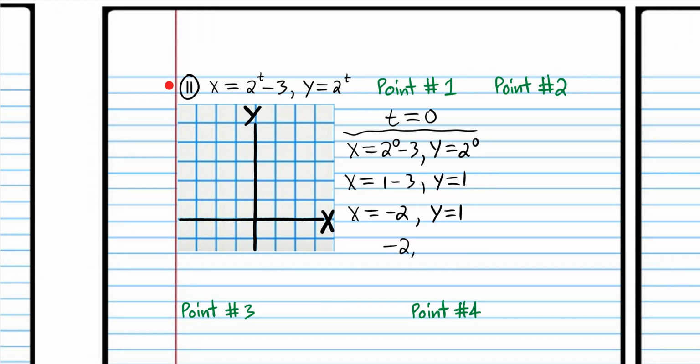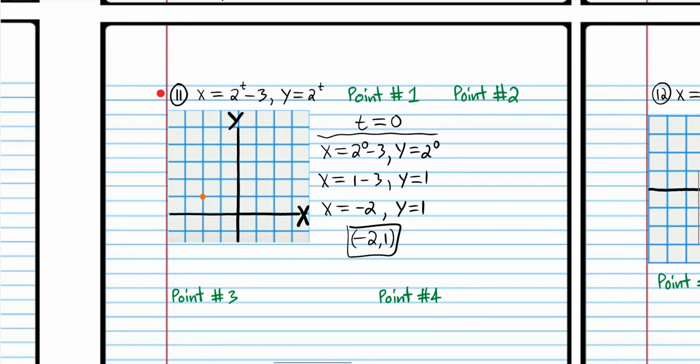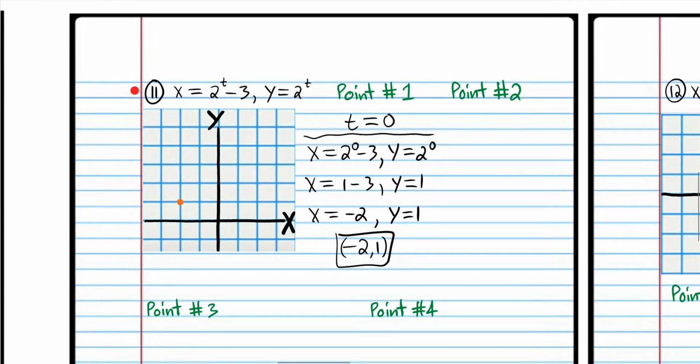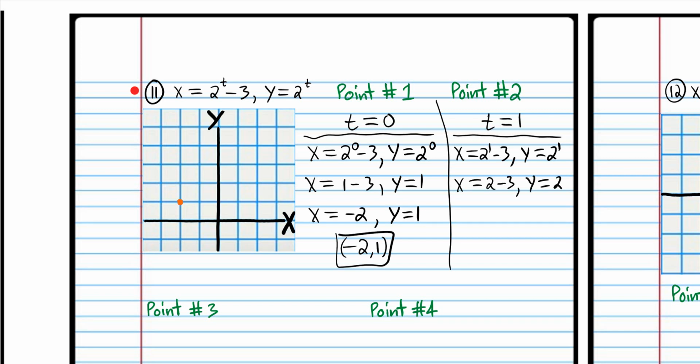And so we have negative 2 comma 1. So let's plot that. Okay, and now let's choose maybe 1 for t. Try to choose the easier values if you can. So 2 to the 1 power minus 3 is x, and y is 2 to the 1 power. So x is 2 minus 3, y is 2. So our point is negative 1, 2.